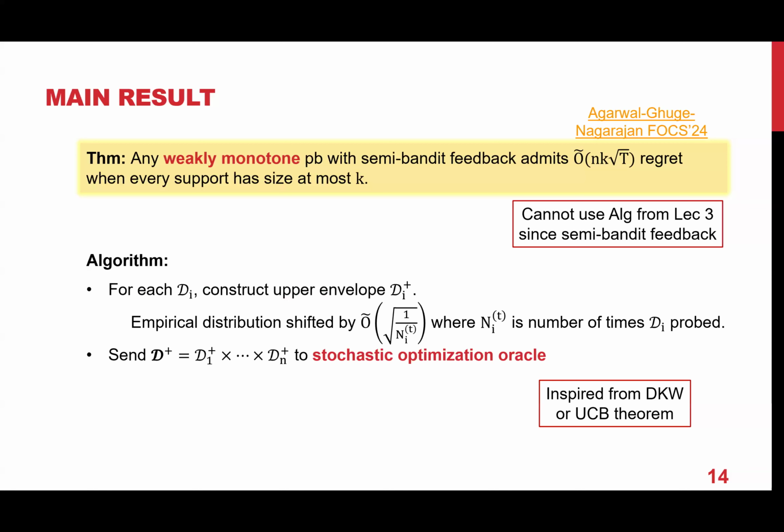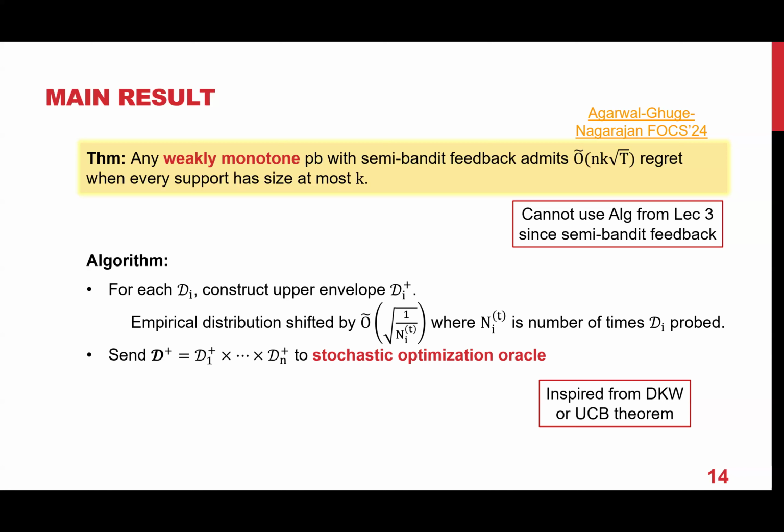So the precise algorithm they use is the following. For each distribution, construct an upper envelope, di plus. And what is this di plus? It's nothing fancy. You look at the empirical distribution. If n_i denotes the number of times I have received a sample from this distribution, you shift it up by 1 over square root n_i. This is because after I've received k samples, there's a plus or minus square root k standard deviation. So to argue with high probability, you move everything to the empirical mean plus 1 over square root k, or 1 over square root n_i.